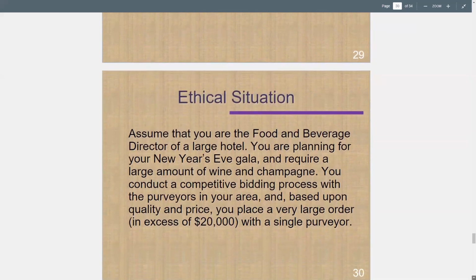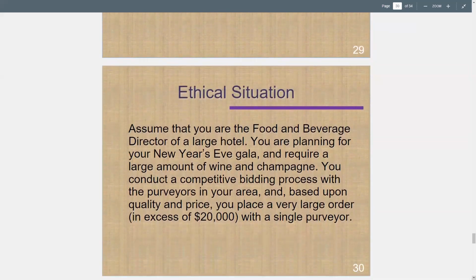So I thought a helpful way of approaching this issue would be to consider an example from the textbook. I'm just going to read this, and we're going to analyze this using a paradigm that the textbook suggests. So assume that you're a food and beverage director of a large hotel. You are planning for your New Year's Eve gala and require a large quantity of wine and champagne. After all, it's New Year's, right?